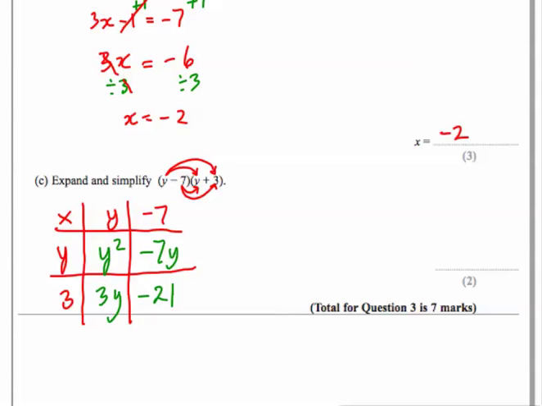Okay, now these two terms here and here form what we like to think of as a peanut. Okay, so we've got a peanut there. That means that we can combine these two. They're like terms, aren't they? So we can combine them. So we're going to end up there with 3y minus 7y, which is minus 4y. We've got the y squared there, and we've got the minus 21 here. So that is our answer.